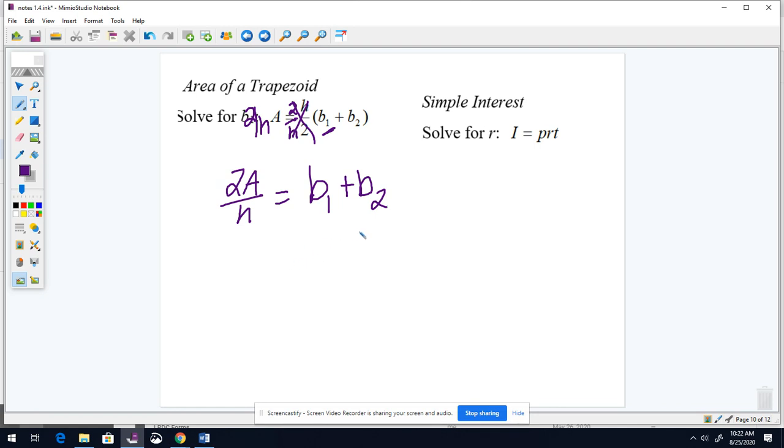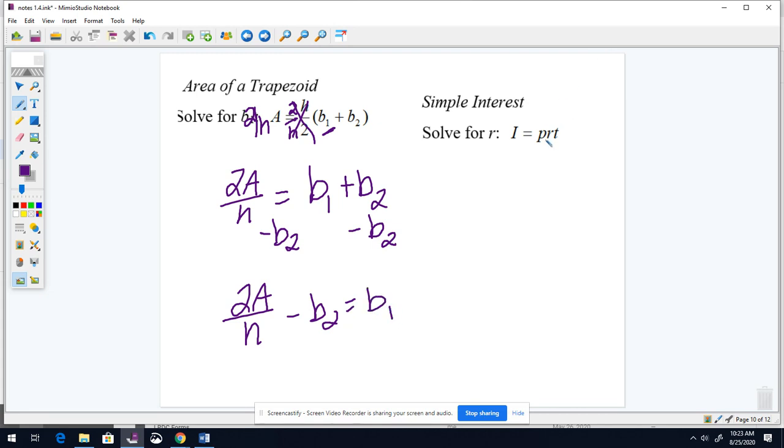And then I want to get b1 by itself, so I'm going to subtract b sub 2. This is the bases of a trapezoid. If you can't remember what B1 and B2 meant, it meant the bases of the trapezoid. And that is solved for B1.